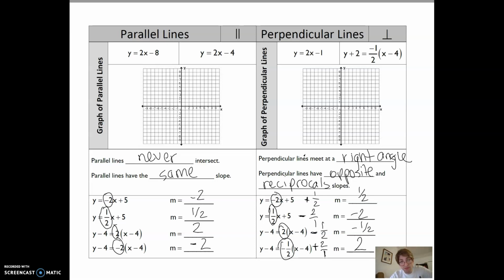I'm going to go through and graph these lines up at the top really quick. It doesn't always look super great on my computer.